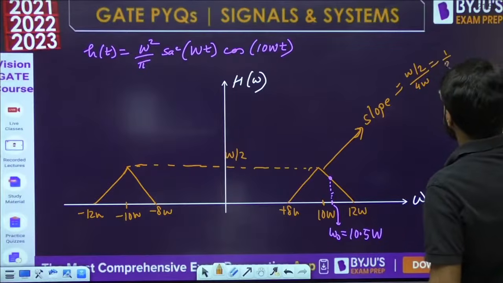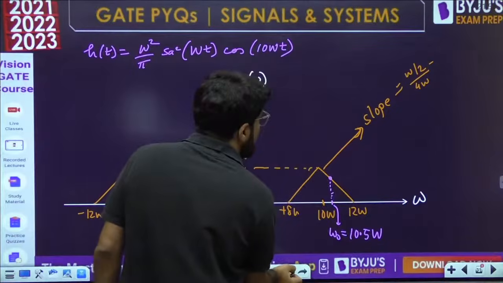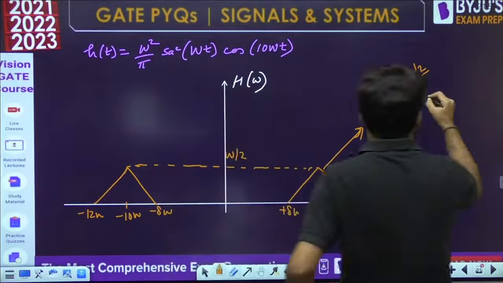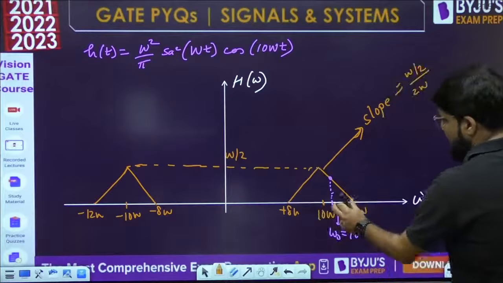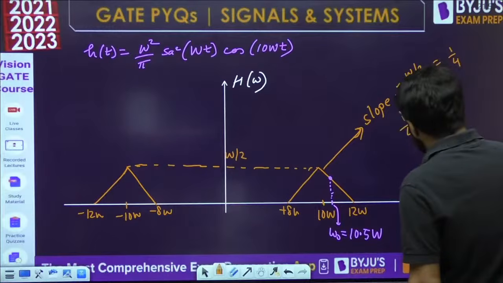So what is the slope? It should be 1 by 8. Okay? Oh, sorry, I'm so sorry. We are talking about this line, sorry. So it is equal to 2W. Okay, height W by 2, base is 2W. So slope is 1 by 4. Okay, now slope is height upon base.